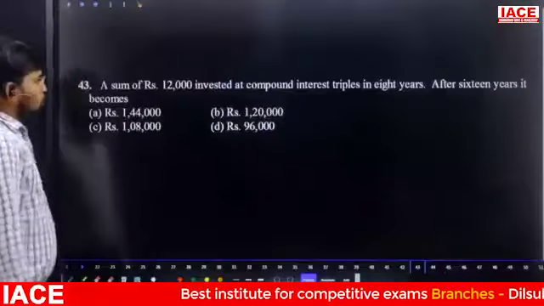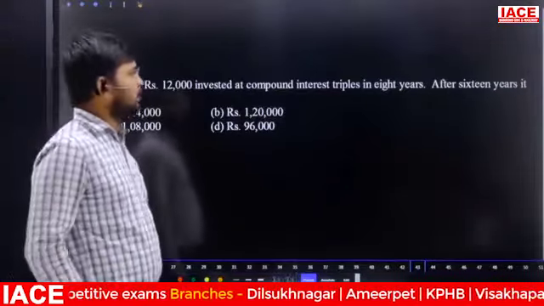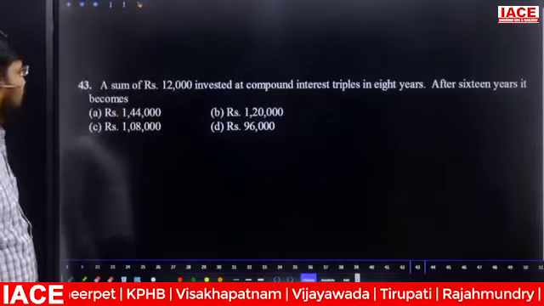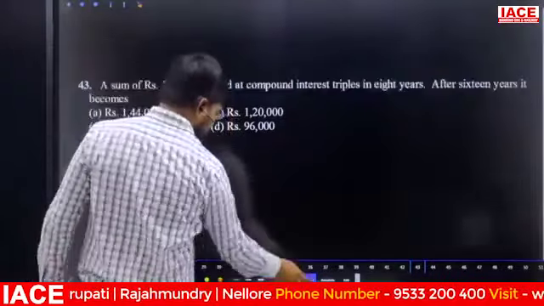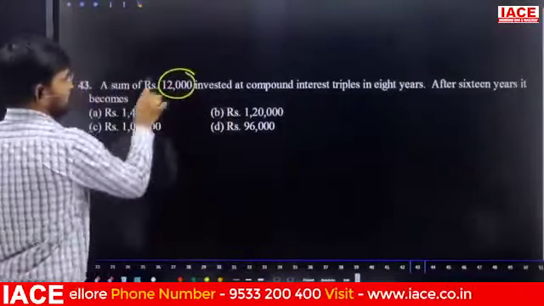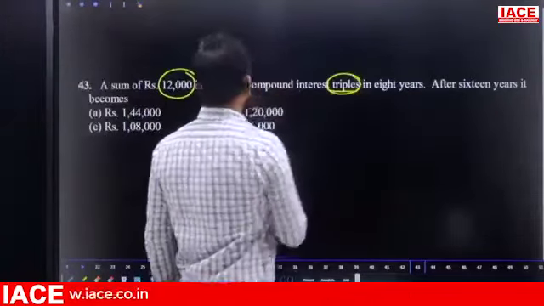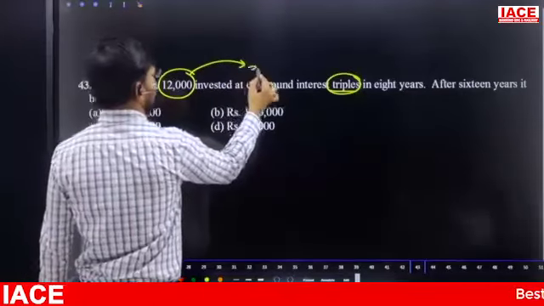Okay namma. So look at me amma. A sum of 12,000 invested at compound interest triples in 8 years. After 16 years it becomes how much? So principal is what, amma? 12,000. So 12,000 compound triples in 8 years. Triples is nothing but 12,000 become triple, 36,000.